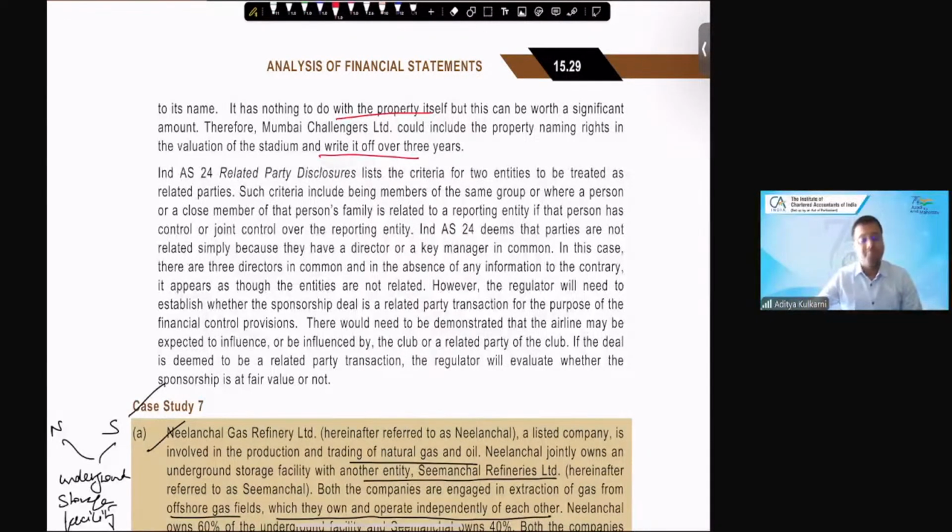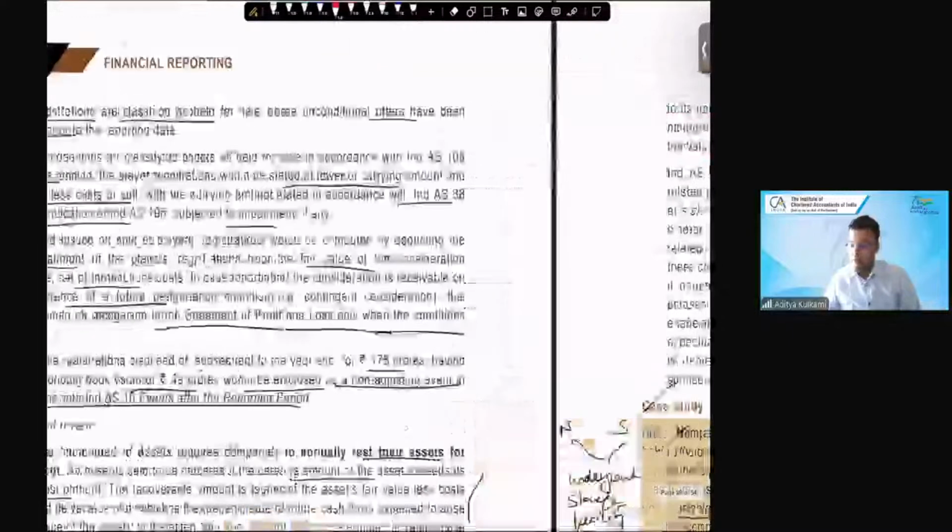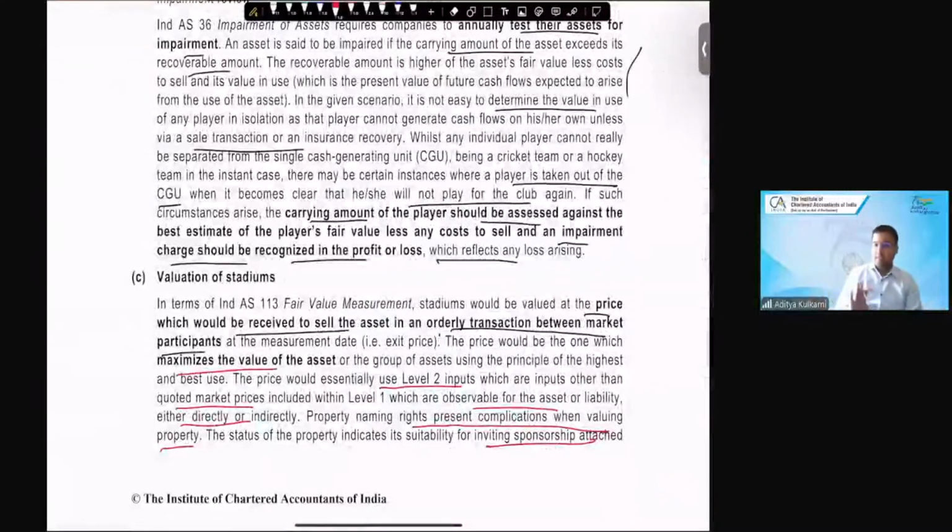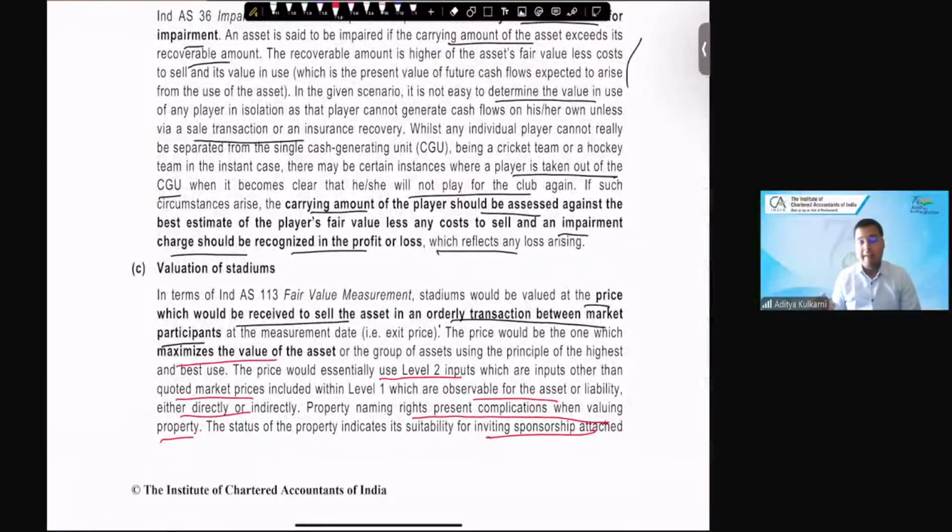सर, लेवल 3 क्यों नहीं आया, लेवल 2 क्यों आया, जबकि सिग्निफिकेंट चेंज था? नहीं, एक मिनट, हम लेवल 2 की बात कर रहे हैं ओनली फॉर द स्टेडियम वैल्यूएशन, not for the property rights.